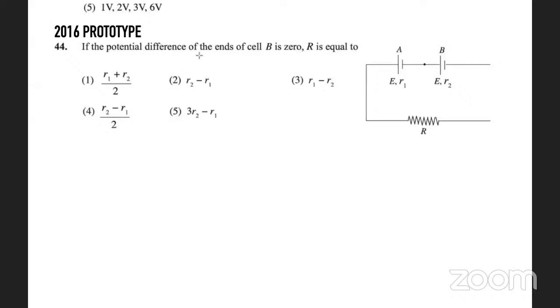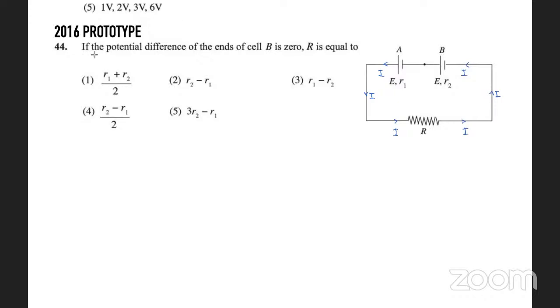If the potential difference of the ends of cell B is 0, R is equal to... Once again, just a single loop. Let's put current coming out of the battery as I, so that current will flow through the resistor R, and the same current will go through the battery E, R2 as well. This is the important part. I will underline it in a different color, red maybe.